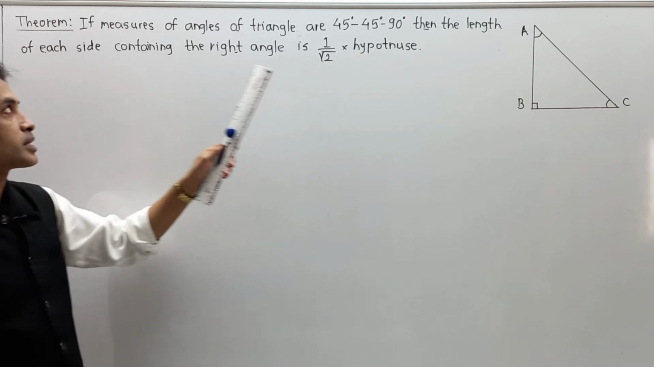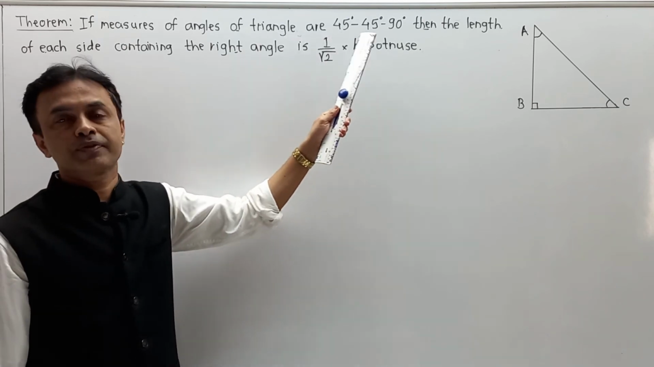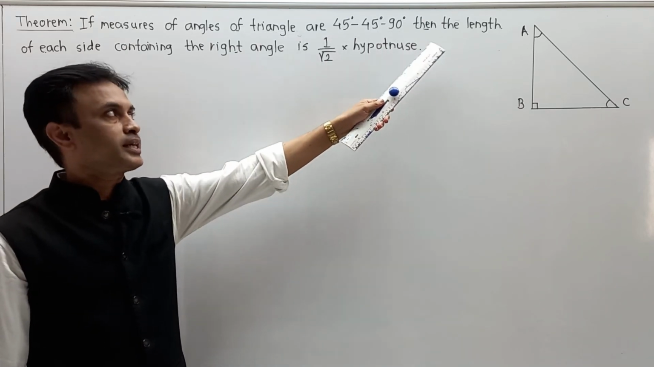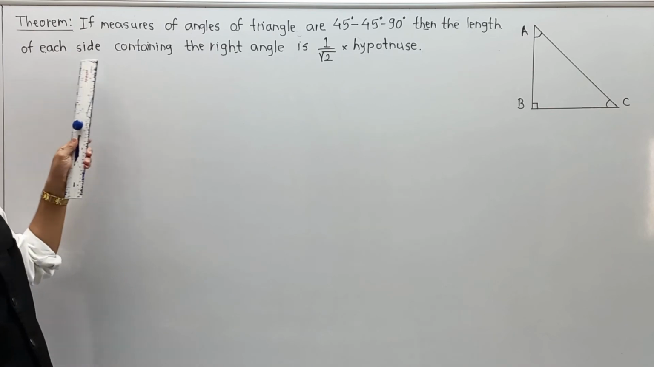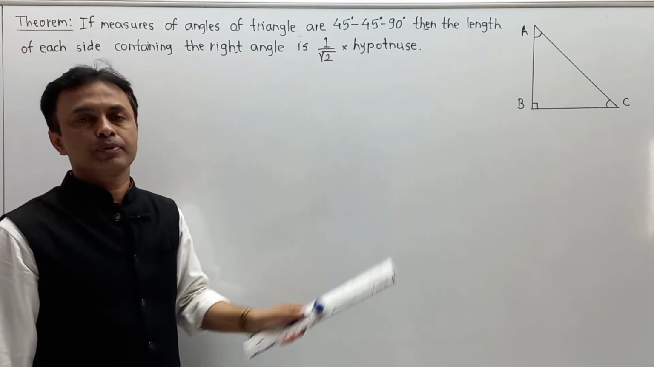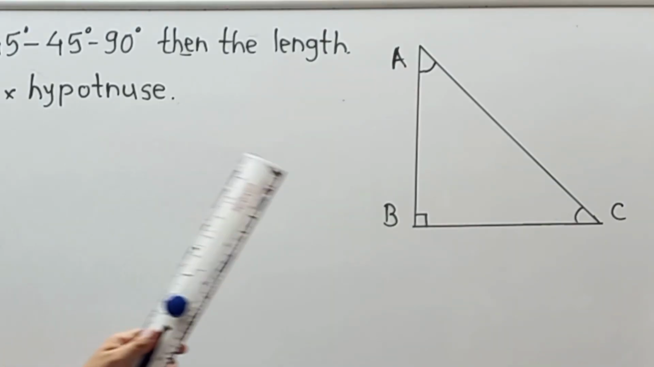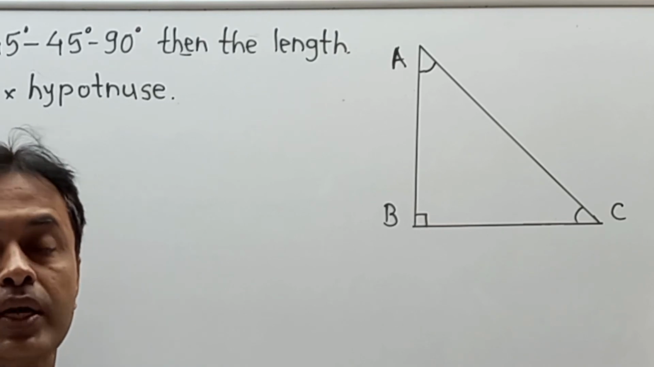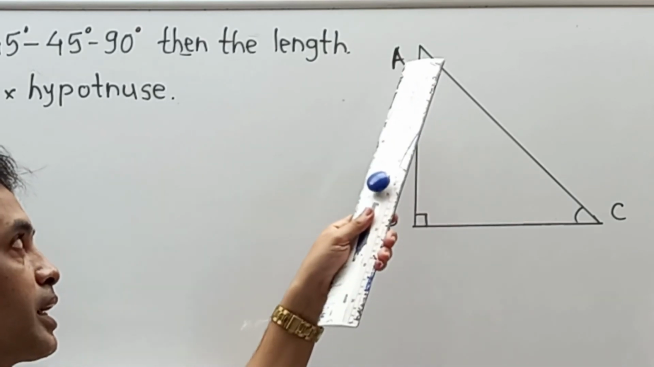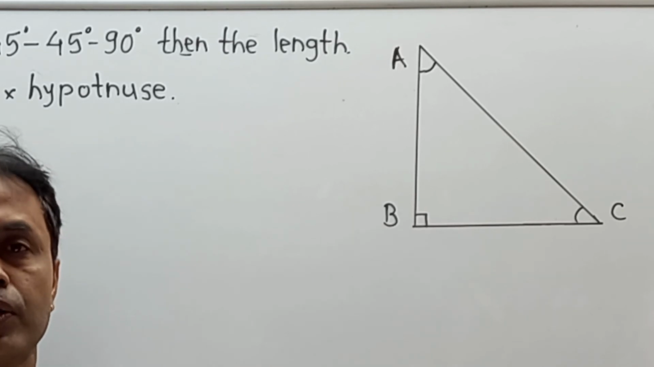What is the statement? Try to understand once again. If the measures of angles of a triangle are 45 degree, 90 degree, then the length of each side containing the right angle is 1 upon root 2 times of the hypotenuse. Now we are going to understand the same statement from the diagram point of view. What exactly does this diagram indicate? Let us say triangle ABC. ABC is the diagram that we have drawn.